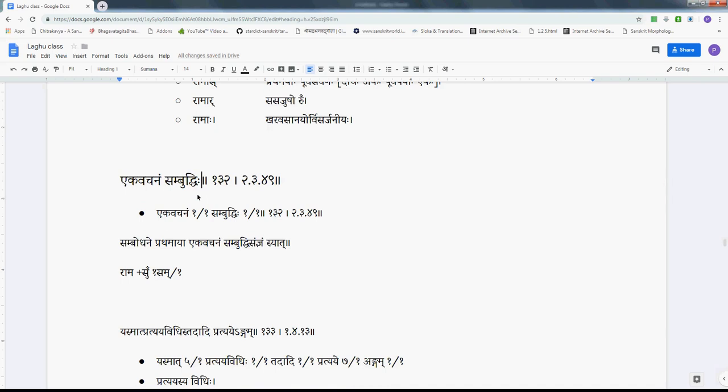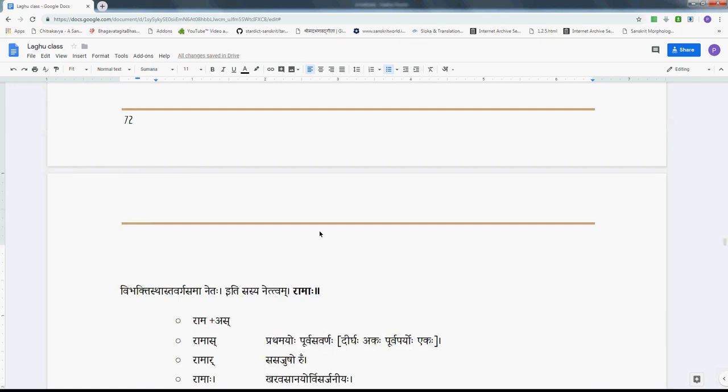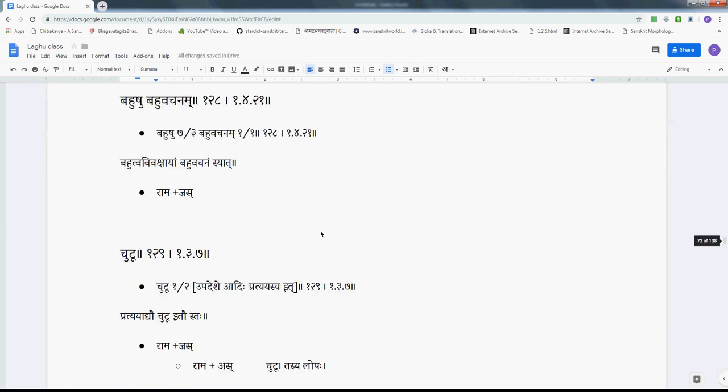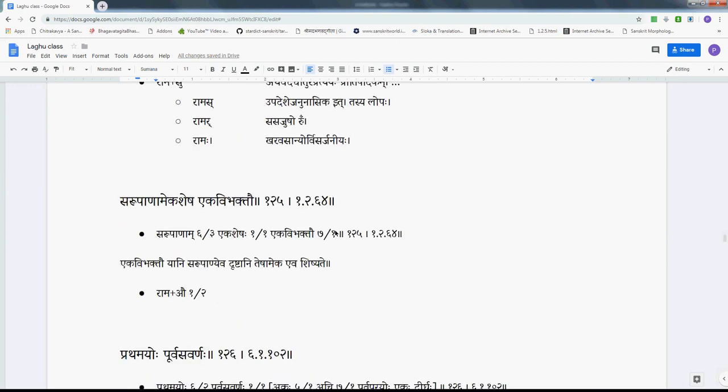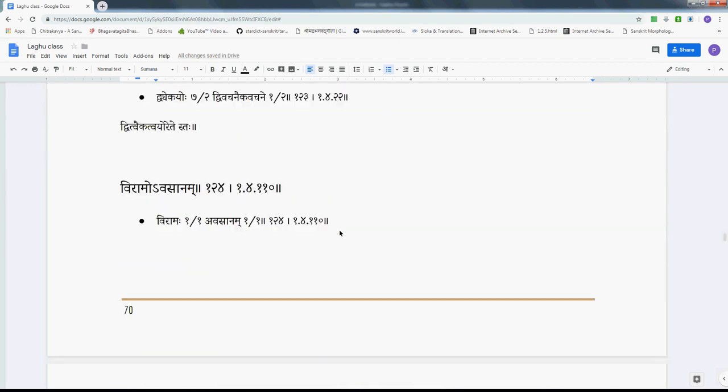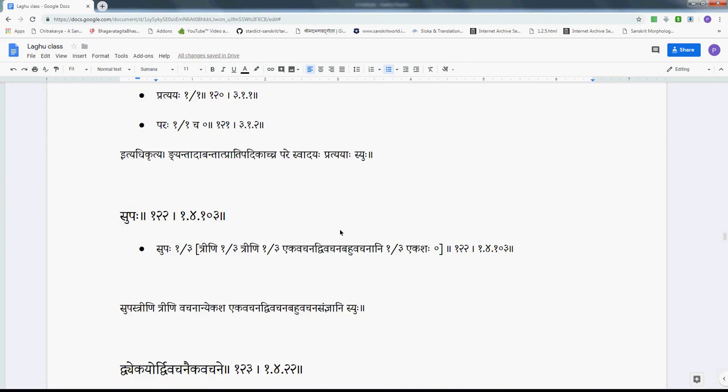Is this He Rama the Sambuddhi Sanya, or just the Pratyaya? No. Pratyaya is Sambuddhi. Ekavachanam. What is Ekavachanam? Is He Rama Ekavachanam? So you have to go through the sutras, the earlier sutras. In Laghu Prakriya, this Ekavachanam. What is Ekavachanam? All these have been defined earlier.